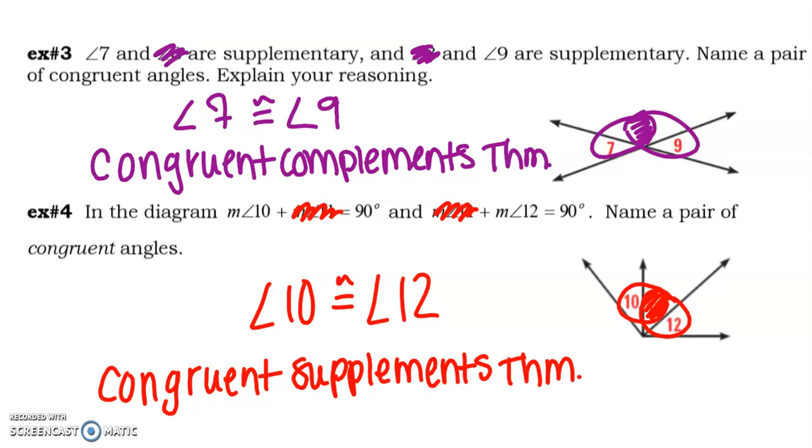And that is all for section 2.3. Remember, complementary angles add up to 90 degrees and supplementary angles add up to 180 degrees.